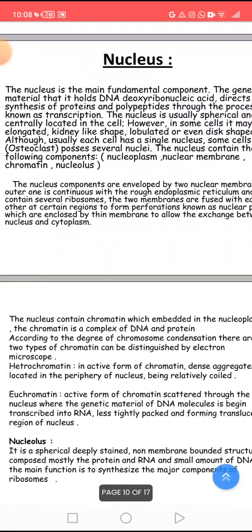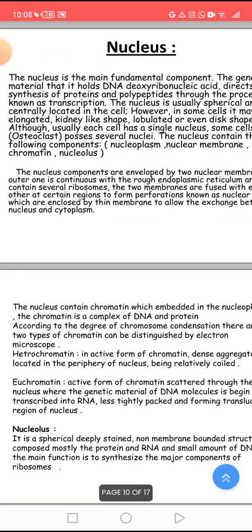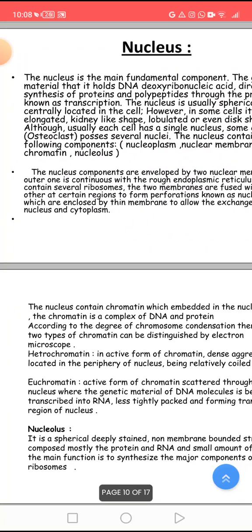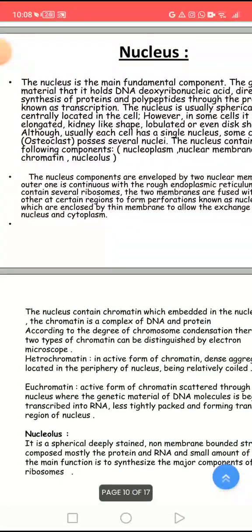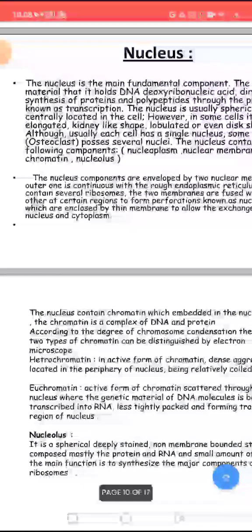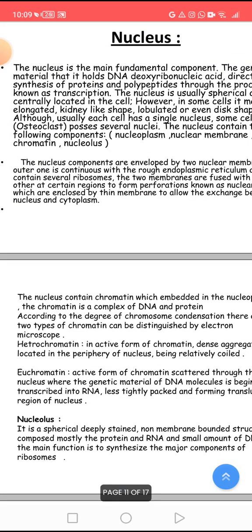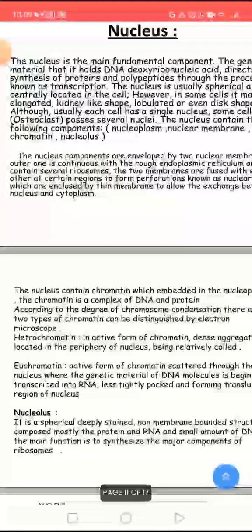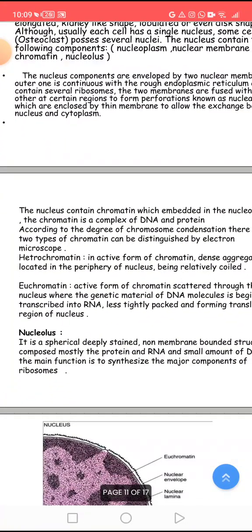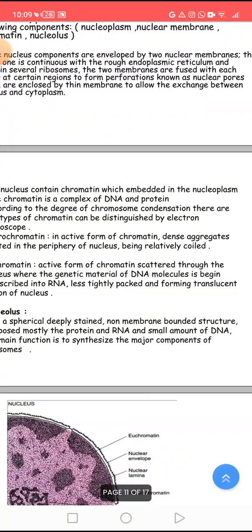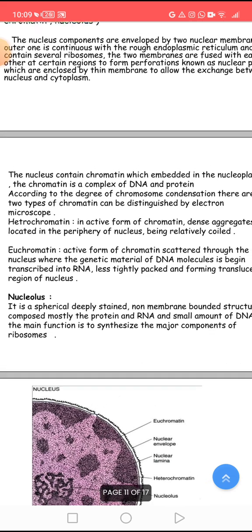In some cells we have a single nucleus, and in cells such as osteoclasts we have more than one nucleus. In some cells the nucleus may be elongated or different in shape. It may have a kidney-like shape or be lobulated. Okay, the nucleus contains chromatin. The chromatin is in the nucleoplasm.